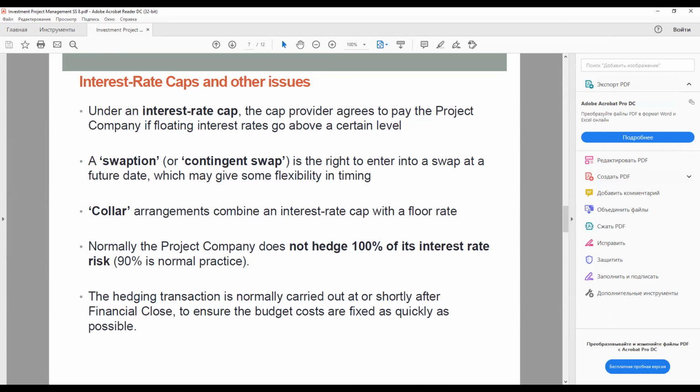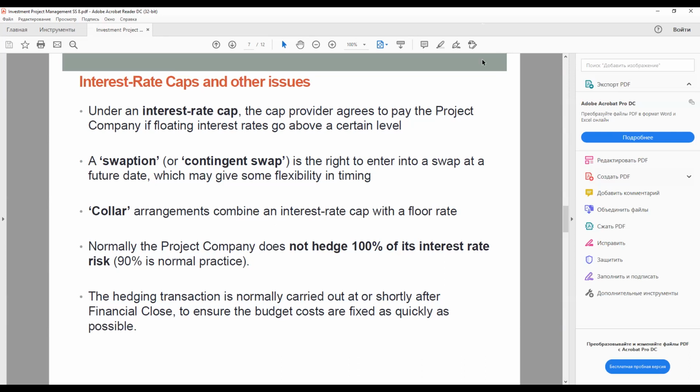Subject to the rollover risk point we discussed earlier, finance documentation can be left sufficiently flexible for a higher level of interest rate hedging to be added later if contingent finance is drawn, or if the project company wants to increase the hedging percentage. And hedging transaction is normally carried out at or shortly after financial close to ensure the budget costs are fixed as quickly as possible. A window of up to a month after financial close may be left for concluding the swap to ensure that the project company does not have to go into the swap market on a bad day.